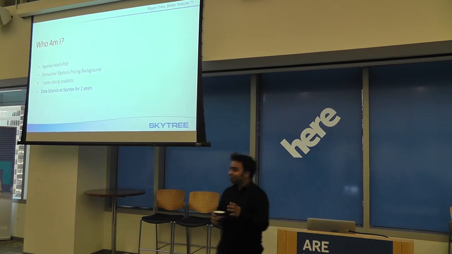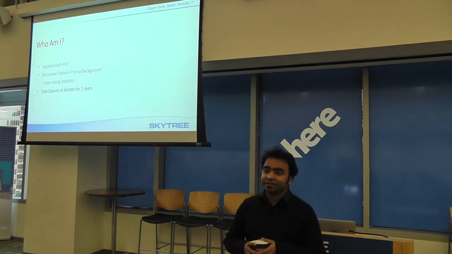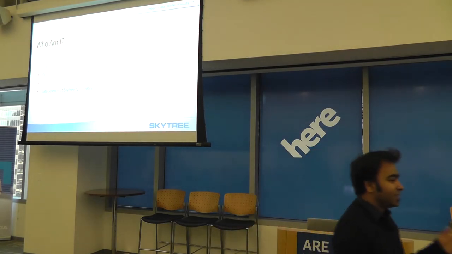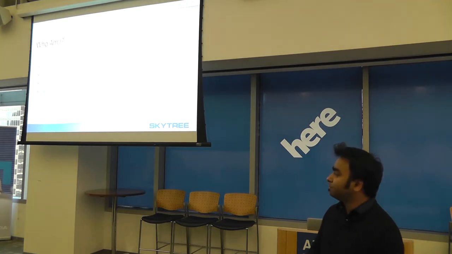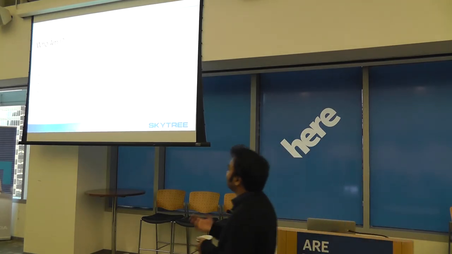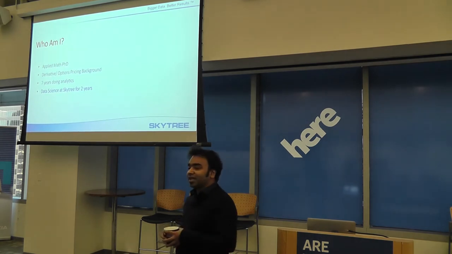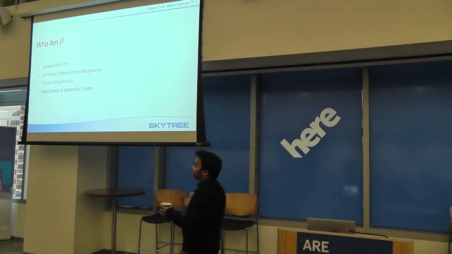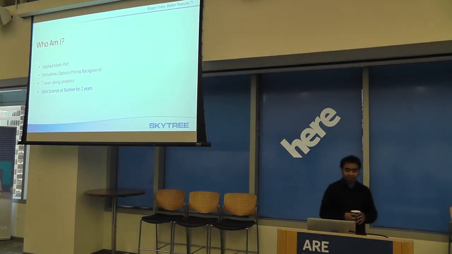Just a very brief history about me. I have an applied math PhD. While doing my PhD, I was focusing on derivatives and options, how these things are priced, and what the fair price of an option or an insurance is. So I was doing a lot of data analytics, looking at financial data. I've been doing analytics for 7 years, since a PhD is a long, long time. And since then, I've been doing data science at Skytree.